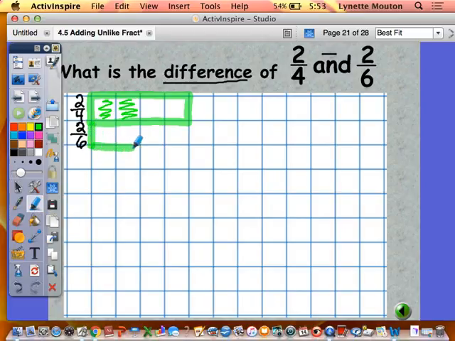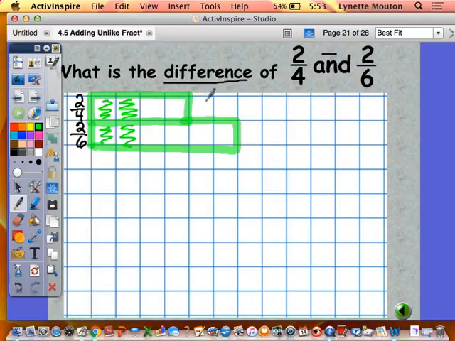This time there are 6 equal parts. 1, 2, 3, 4, 5, 6. And again, 2 of them need to be shaded. 1, 2. We cannot write the numerator here because they don't have the same denominator, and we can clearly see they do not match up.